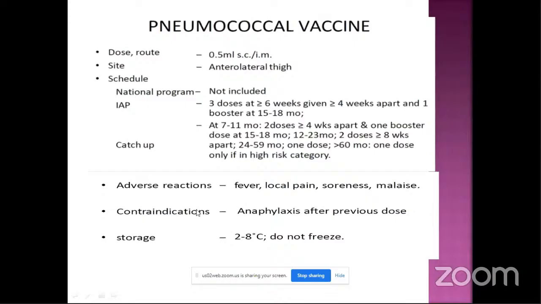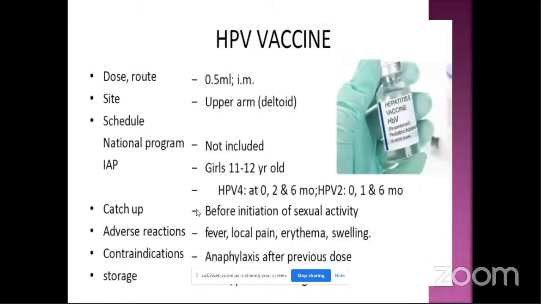So any contraindication you can mention as anaphylaxis. So most commonly nowadays we are getting this adolescent vaccine, that is the HPV vaccine. We have two variants, that is bivalent and the quadrivalent. So bivalent dose is 0, 1 and 6 months, and quadrivalent is 0, 2 and 6 months.